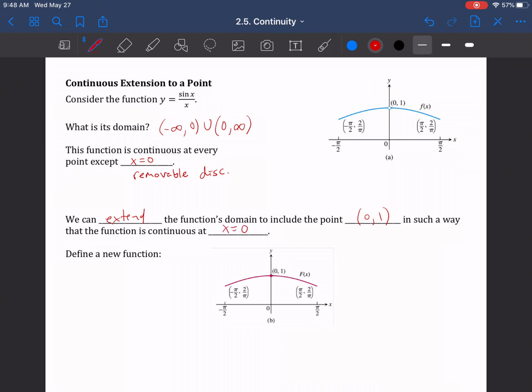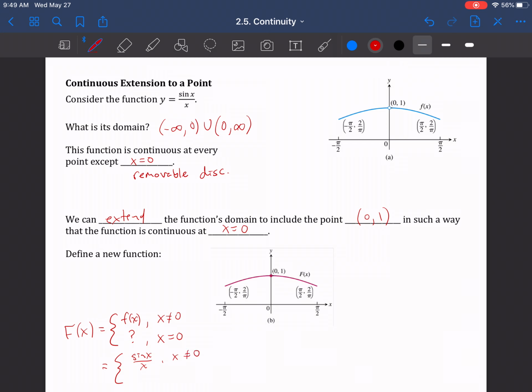And we do this by defining a new function that's similar, but basically it's piecewise. So we're going to say f of x equals f of x, right? Whenever x does not equal 0, so it's the regular sine of x over x. And then we need to put some other function here for when x equals 0. And we can do that by simply saying we're going to make this sine of x over x whenever x does not equal 0. That's our original function.